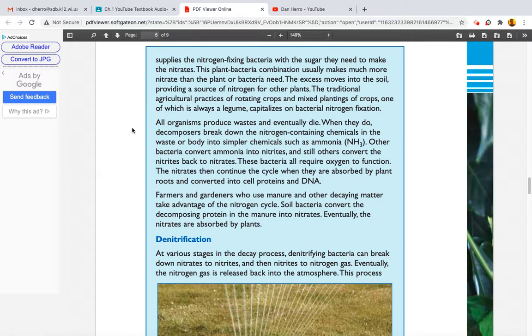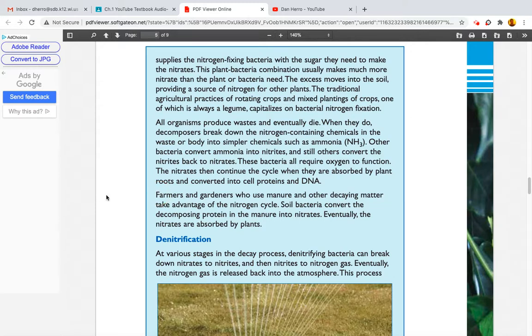All organisms produce wastes and eventually die. When they do, decomposers break down the nitrogen-containing chemicals in the waste or body into simpler chemicals such as ammonia. Other bacteria convert ammonia into nitrates, and still others convert the nitrates back into nitrates. These bacteria all require oxygen to function. The nitrates then continue the cycle when they are absorbed by plant roots and converted into cell proteins and DNA.